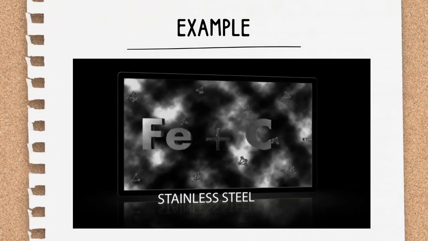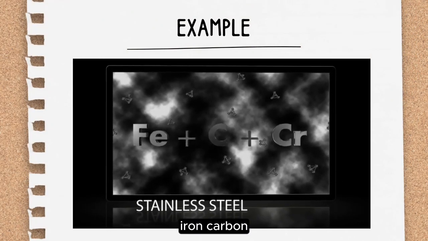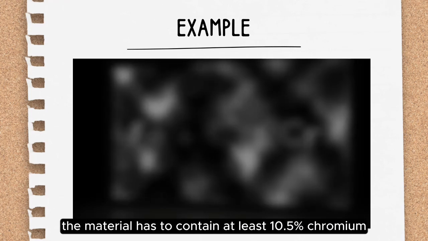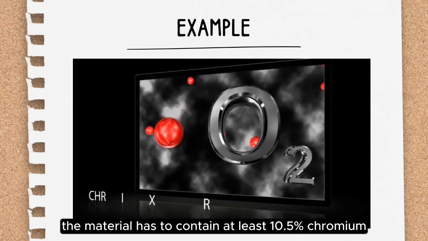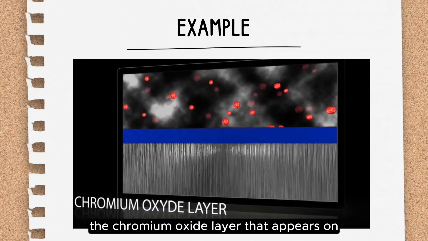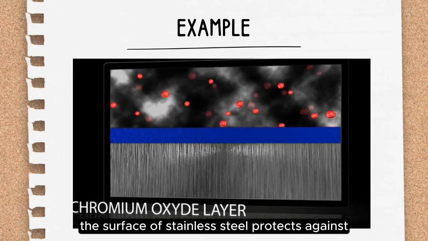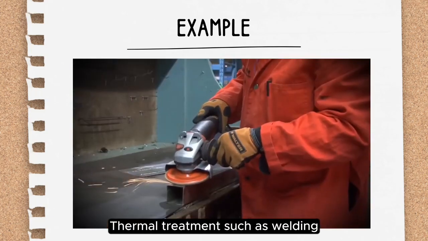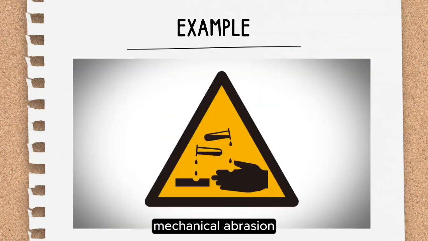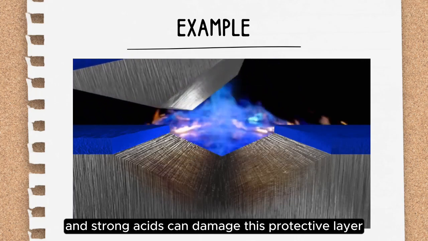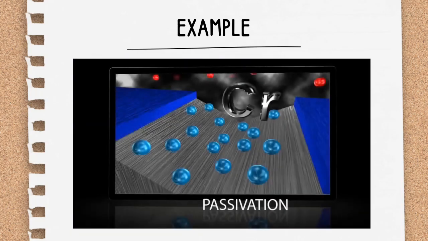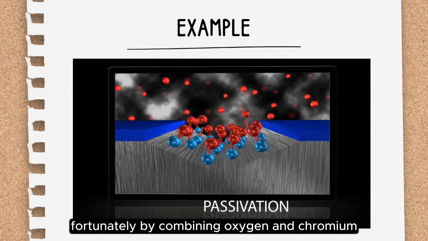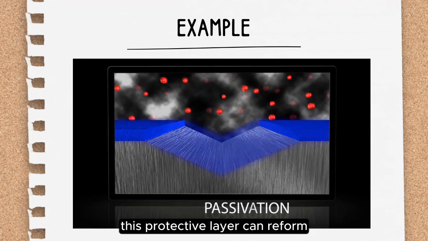Stainless steel is composed of iron, carbon, and chromium. To be classified as stainless steel, the material has to contain at least 10.5% chromium. The chromium oxide layer that appears on the surface of stainless steel protects against the harmful effects of rust and other aggressions. Nevertheless, thermal treatments such as welding, mechanical abrasion, galvanic corrosion, and strong acids can damage this protective layer. Fortunately, by combining oxygen and chromium, this protective layer can reform. This process is called passivation.